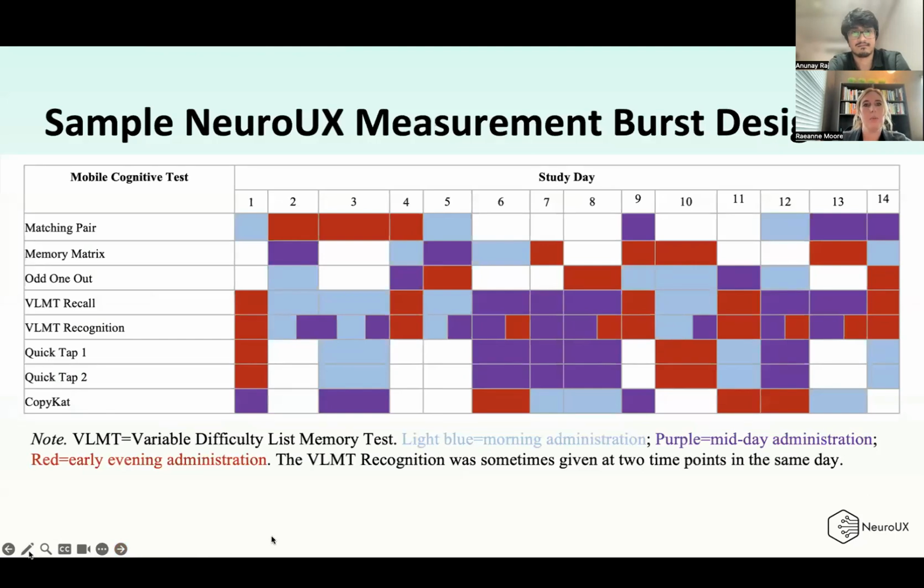And this is just a sample from one of my studies where we used several of the NeuroUX mobile cognitive tests over 14 days. And we just gave them different tests, each about 7 times each over the course of a 2-week period. And it was a 3-time-a-day protocol with EMA and mobile cognitive tests. These were in people with bipolar disorder as well as controls. And we had adherence in the bipolar sample at about 70%. In the controls, I believe it was 75 to 80% adherence to this protocol.